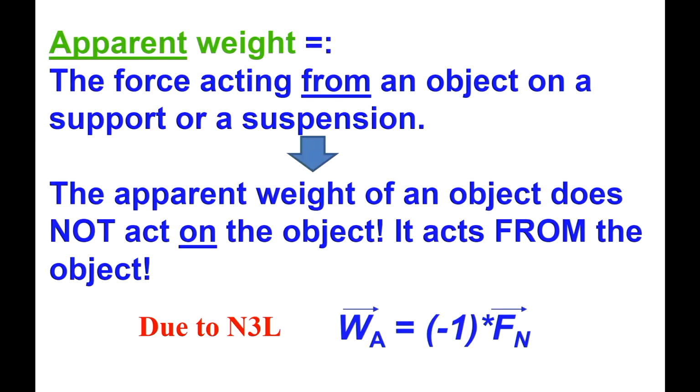The good thing is, due to Newton's third law, if we have an object sitting on a table, there is a force acting from this object on the table. That's what we call apparent weight. But there is a force acting from the table on that object. How do we call it? Normal force. And Newton's third law says they must have the same magnitude and opposite direction. So any question which sounds like find the apparent weight means find the normal force. They have the same magnitude.